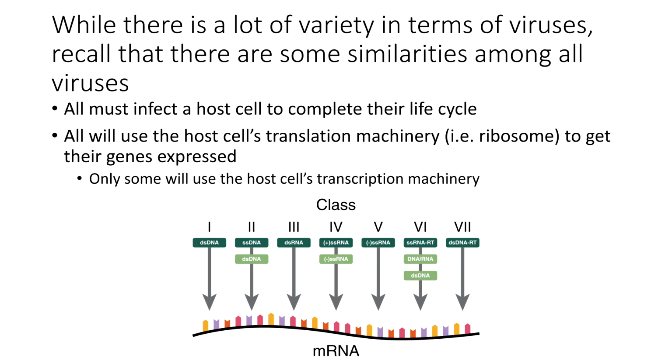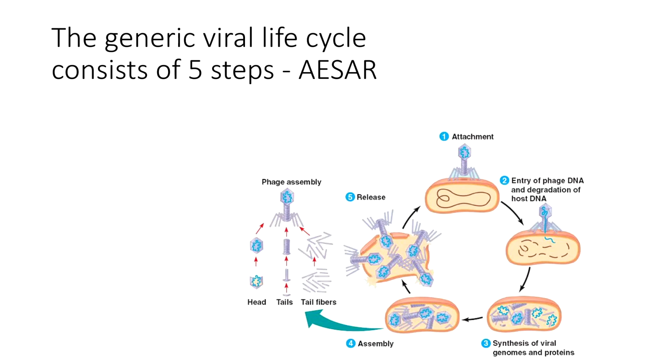So all viruses must infect a host cell to have their life cycle be completed. And so there are some similarities among all viruses, but there is a lot of differences, especially when we talk about what type of cells a virus infects. So bacteriophages will infect and have a different life cycle than animal or plant viruses. That said, there are still kind of 5 generic steps to a viral life cycle.